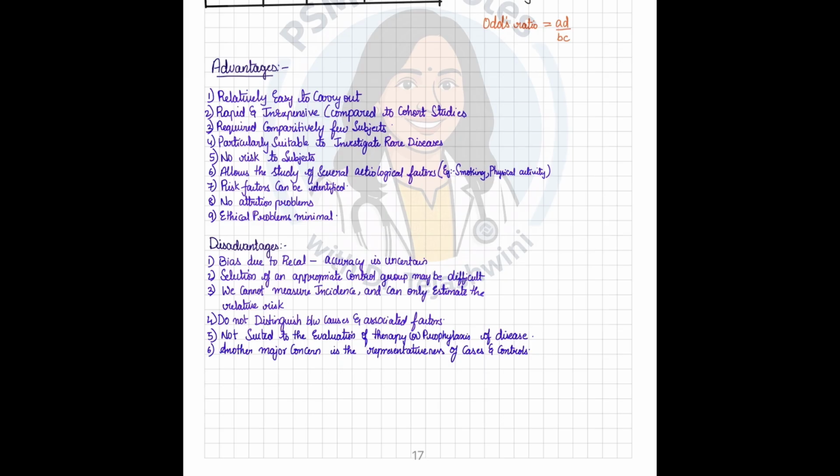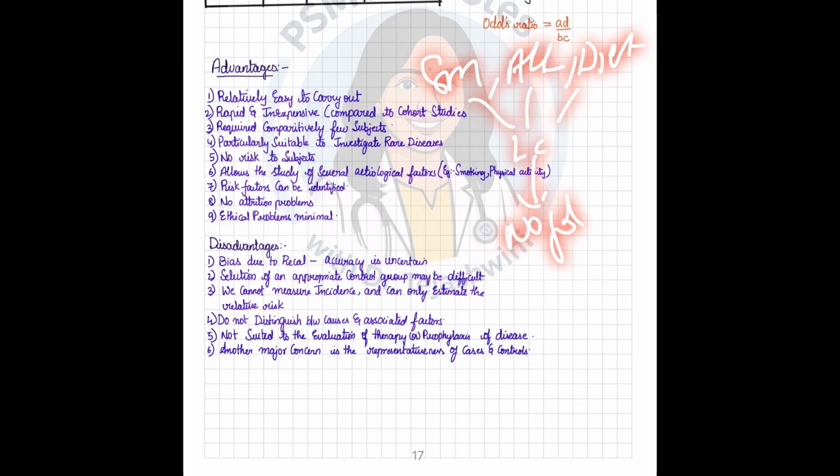Can assess multiple exposures: you can investigate multiple potential risk factors for a disease simultaneously. For example, you might explore whether smoking, alcohol consumption, and diet are all associated with lung cancer. No need for follow-up: since the disease has already occurred, there's no need to follow participants for long periods, as you would in a cohort study.